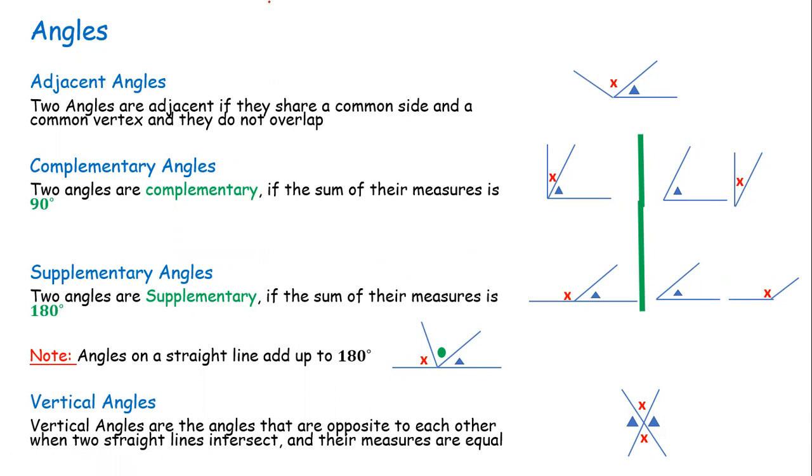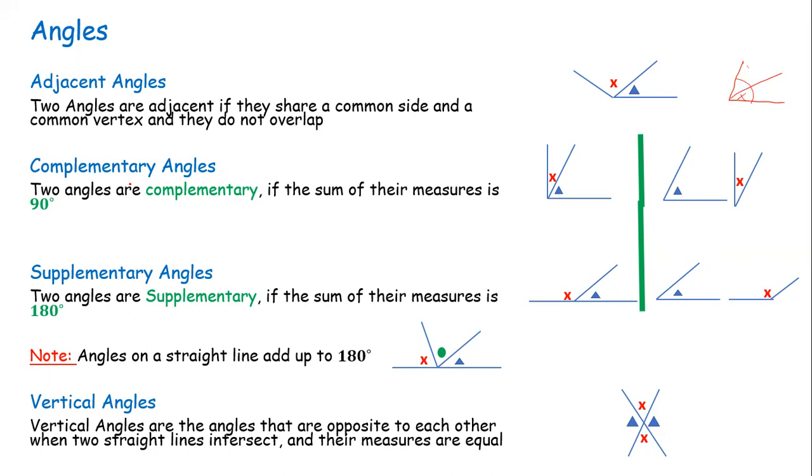On the other hand, for example, we can see that these two angles overlap, so they are not considered to be adjacent. We can notice that this big angle contains the smaller one.